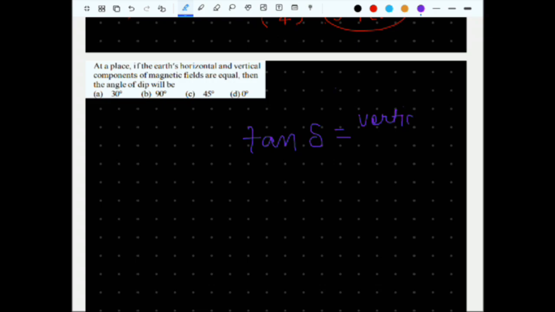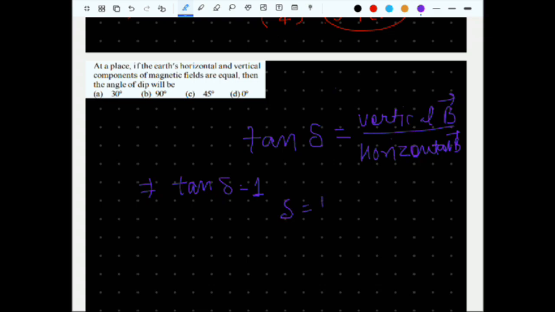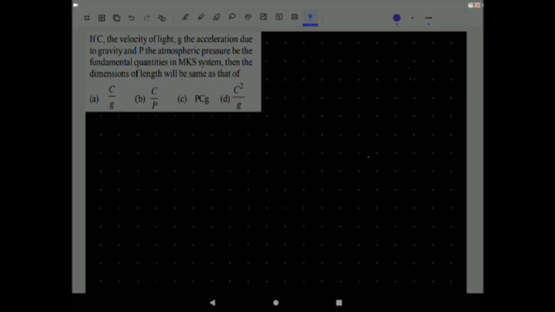Tan delta is equal to the vertical magnetic field upon the horizontal magnetic field. As it states that both of them are equal, therefore tan delta is equal to 1. Therefore delta will be equal to 45 degrees. Hence option C is correct. Let's move on to the next question.